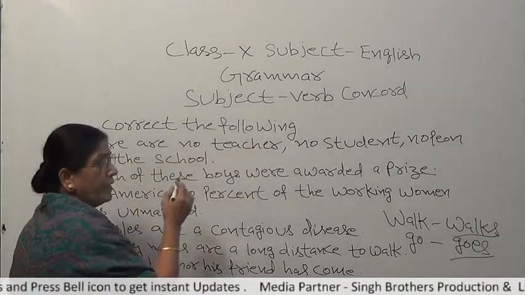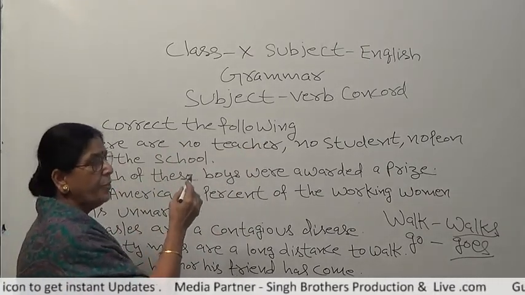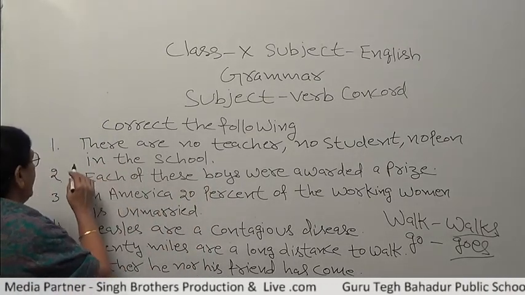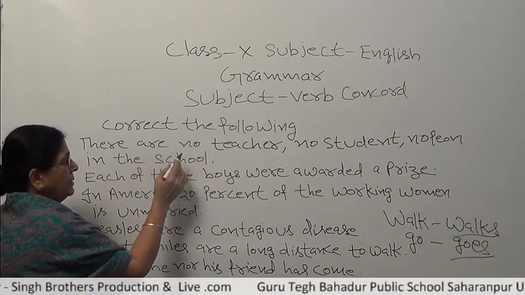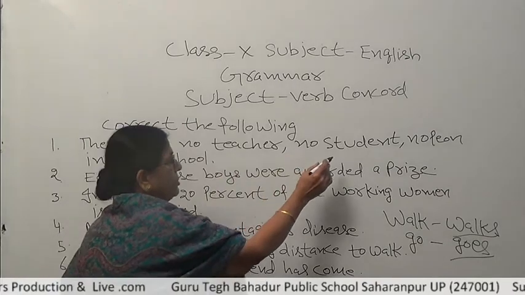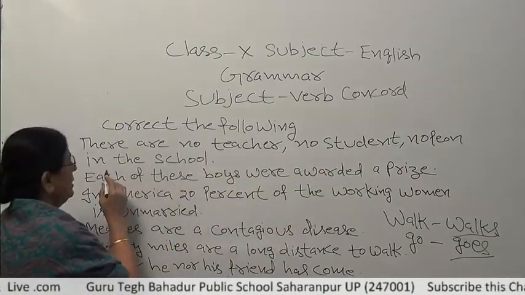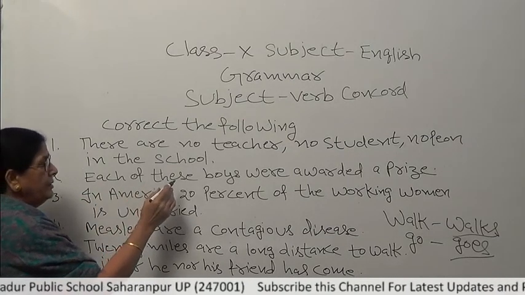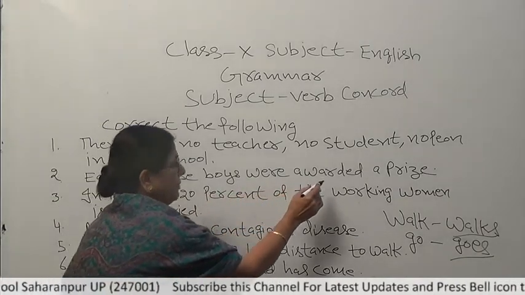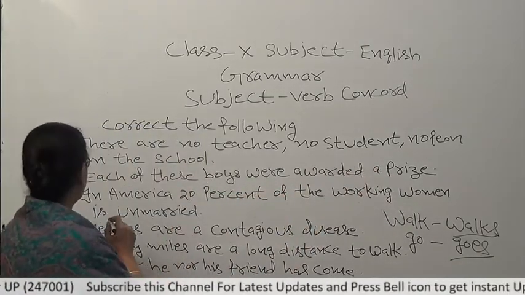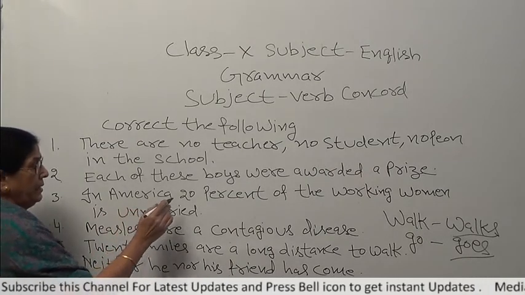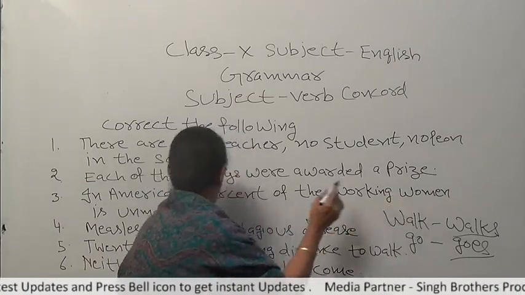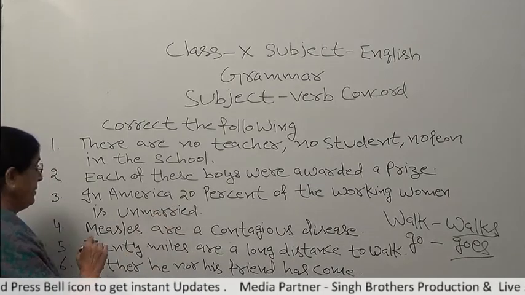Today the work is related with your subject. Correct the following. What you have to do? From these sentences, you have to find the error and you have to remove that error. You have to correct that. First sentence is, there are no teacher, no student, no peon in the school. Sentence number 2, each of these boys were awarded a prize. Sentence number 3, in America, 20% of the working women is unmarried.